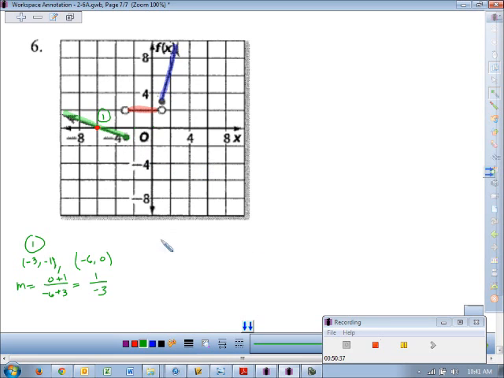Can we use point-slope form to figure out how to write this equation? Pick a point out of these two. Which one would you choose? The one with the 0 in it would be a great idea. And let's do point-slope form. You'd get y minus 0 equals the slope of negative 1/3 times x plus 6 or minus 6? Plus 6.